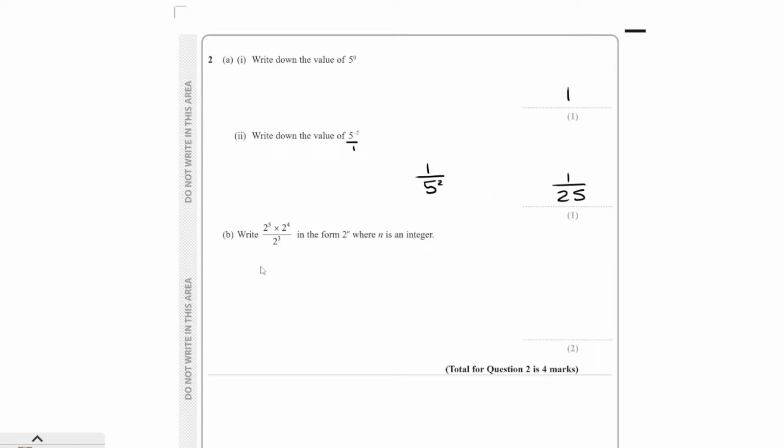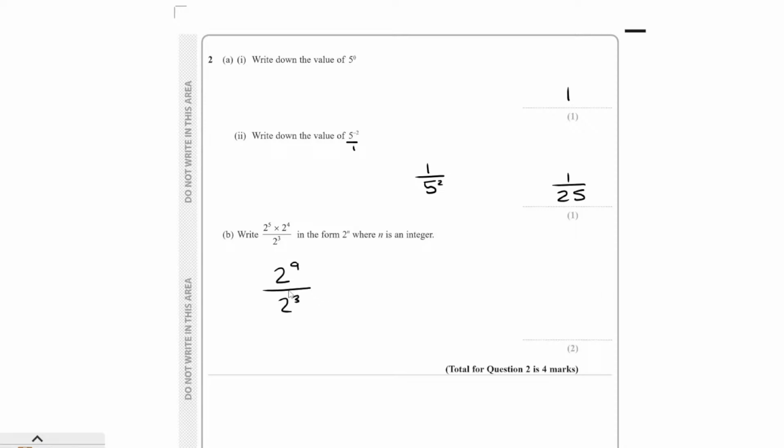Then part B, write 2 to the power of 5 times 2 to the power of 4 over 2 cubed in the form 2 to the power of n, where n is an integer. So we basically just need to simplify this using index laws. So multiplying across, we actually add the powers when they have the same base number. So that would be 5 plus 4. So that's 2 to the power of 9 over 2 to the power 3.